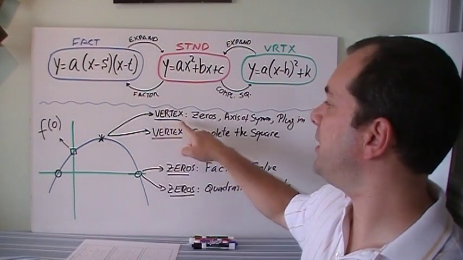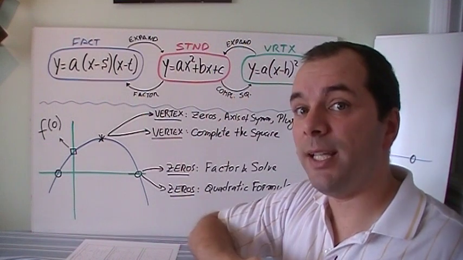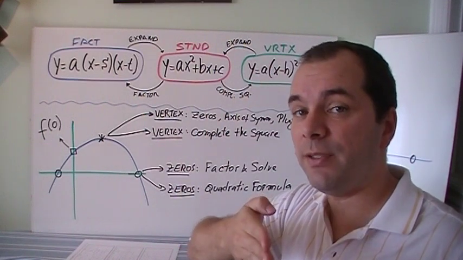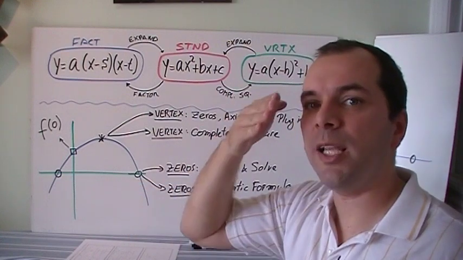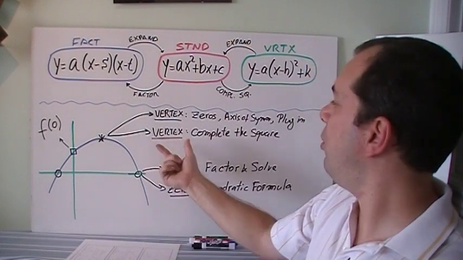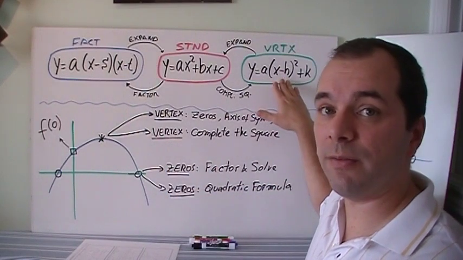How do we find the vertex? Well, either we have the zeros. From the zeros we get the axis of symmetry by taking the average, and that gives us the x of the vertex, and then we plug it back in. So zeros, axis of symmetry, plug it back in, and that gives us the vertex. Or we complete the square, and from vertex form we can get the vertex.